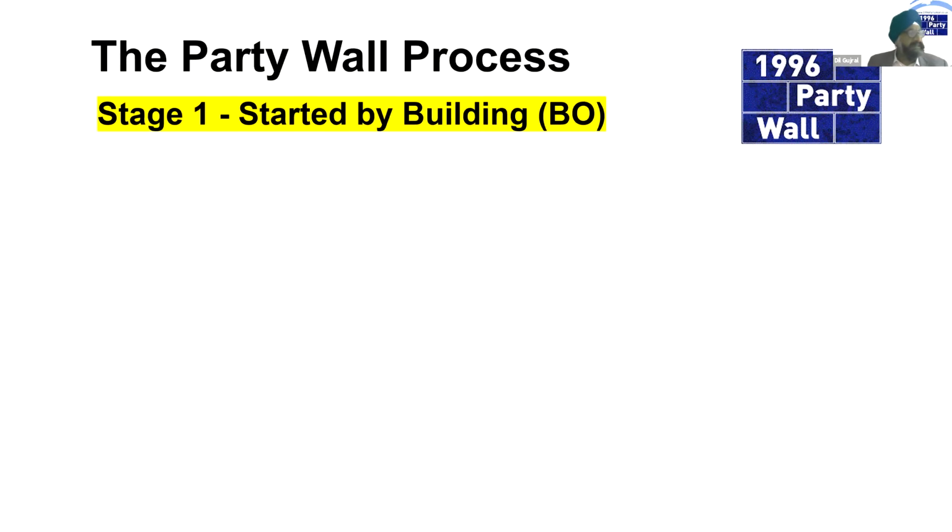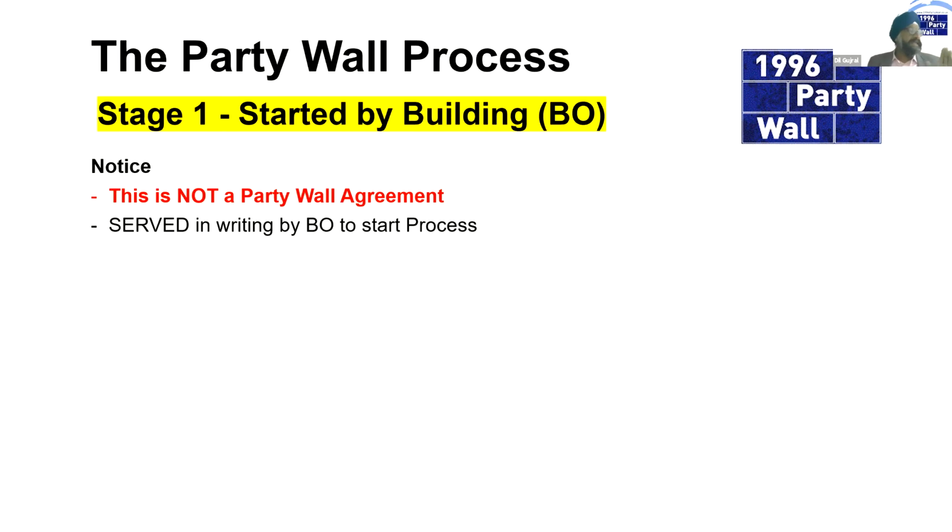Right, so the party wall process is started by the building owners. That's stage one. You could think of the party wall process as 2 stages. It's started by the building owners who issue a party wall notice. A party wall notice is not a party wall agreement. So we often get calls from owners saying, we've sent a party wall agreement to our neighbour and they haven't signed it. It's wrong. A, it's the wrong terminology, and B, they haven't understood the process. A notice is not a party wall agreement. It's just how you start the process. It's served by the building owners to start the process.